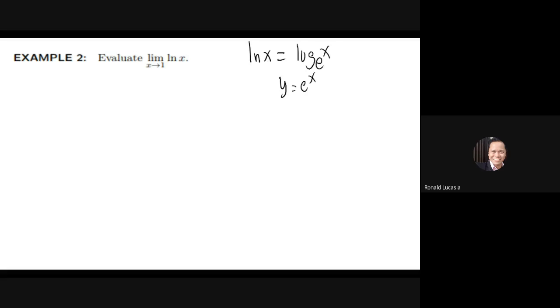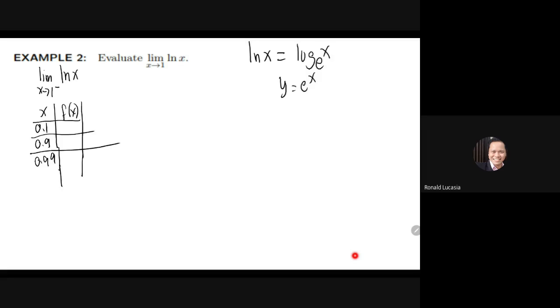So here, let's evaluate the natural logarithm of x as x approaches 1. So you know the drill. The limit of the natural logarithm of x as x approaches 1 from the left. So we will construct the table of values. We have here x and then f of x. We will start with the left of 1: 0.1, 0.9, 0.99, 0.999. Can you supply the f of x here?